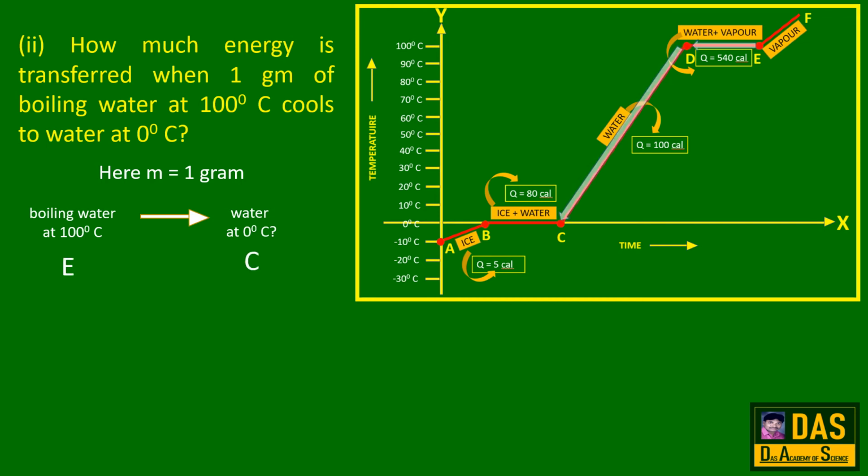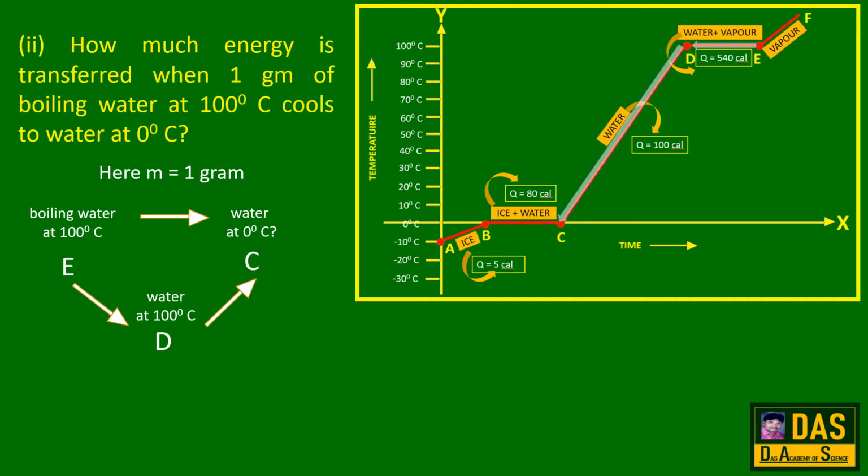E to C means it has to come from E to D, that is water at 100 degrees Celsius, and D to C. So conversion is from boiling water at 100 degrees Celsius to water at 100 degrees Celsius to water at 0 degrees Celsius.